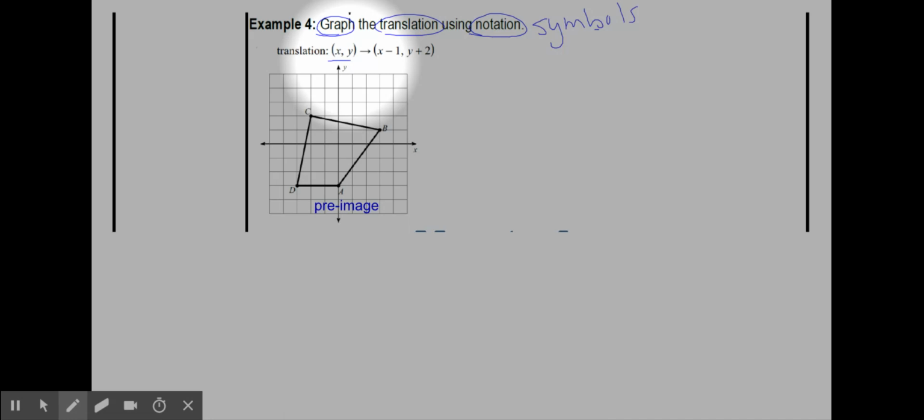So my x's are my left and my right. And so if I'm subtracting 1, that means I want to go left, 1. My y's are my up and my down. So if it says plus 2, I want to go up 2.